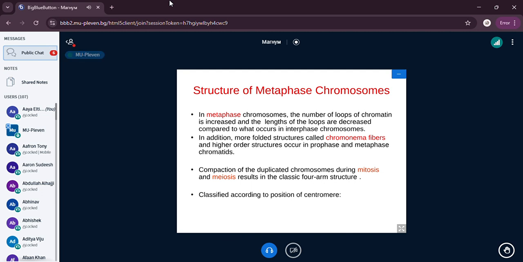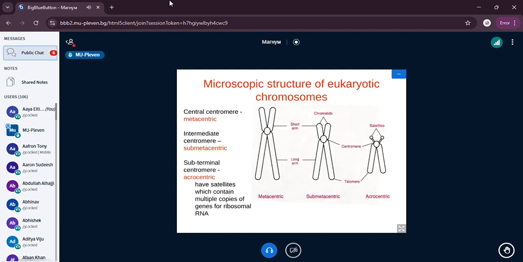So the chromosomes are very well seen during metaphase of mitosis, and they have the classic four-arm structure. I hope all of you recognize this structure, and their classification occurs according to their size and the position of the centromere. And here are the three possible shapes of chromosomes in humans.